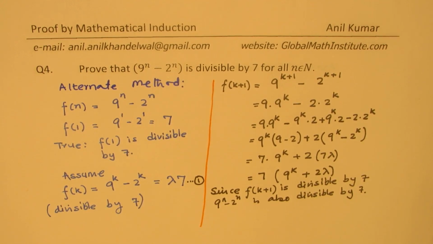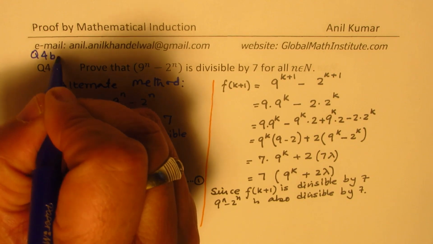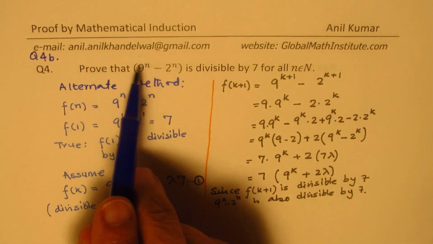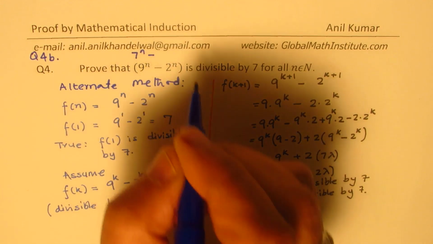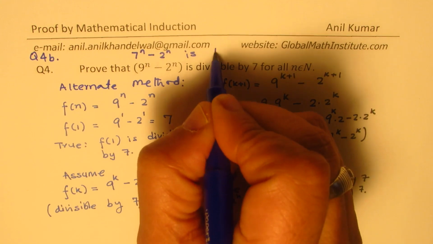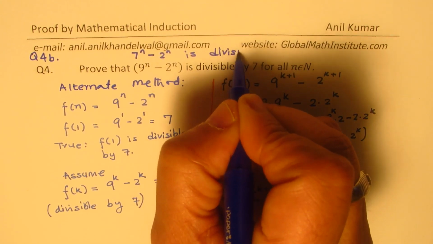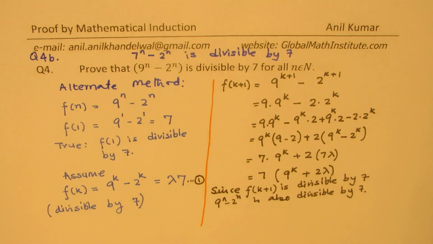Now what you could do here is, you could actually change the question if you want. So let's say we'll do question number 4b, and instead of 9 to the power of n, you can write this as 7 to the power of n minus 2 to the power of n is divisible by 5, correct? So you can follow this method.